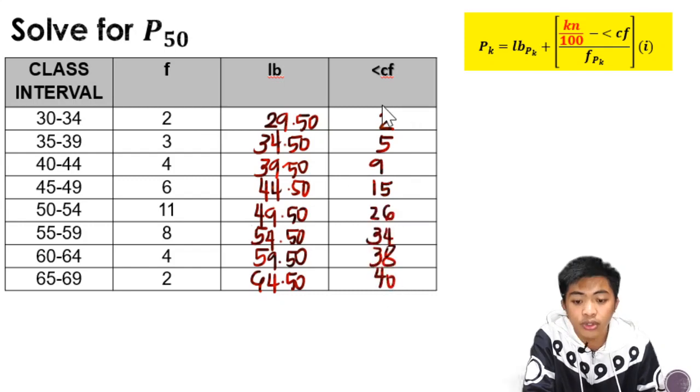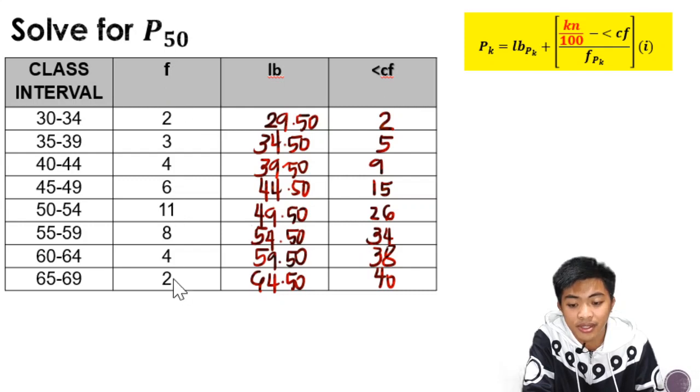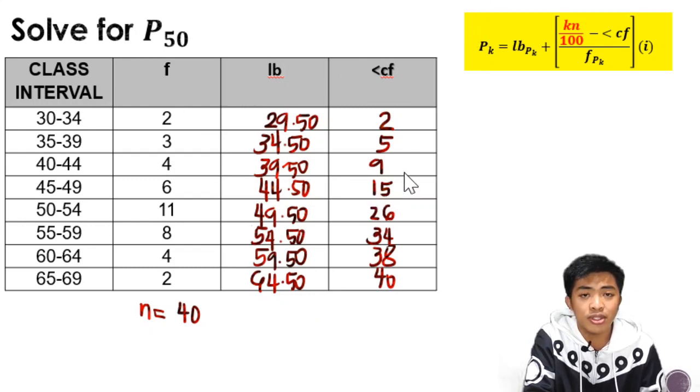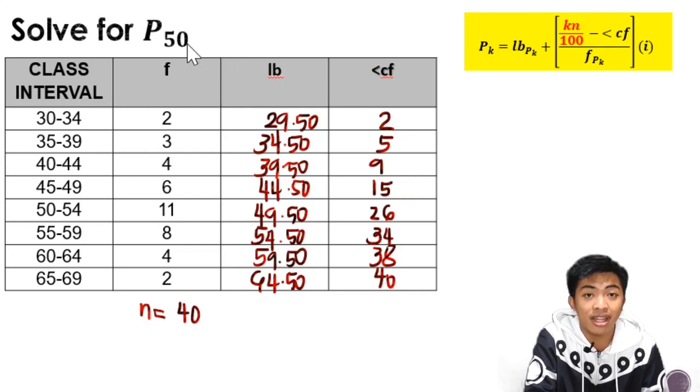Okay, so to know if your answers here are correct, you have to add the frequency. So kung i-add ko to, actually yung sagot dyan is 40. So dapat mag-match yung sum ng frequencies at yung last na less than cumulative frequency. So dapat 40, 40. So tama naman. Okay, now after completing the table, actually we are now ready to determine the 50th percentile class.